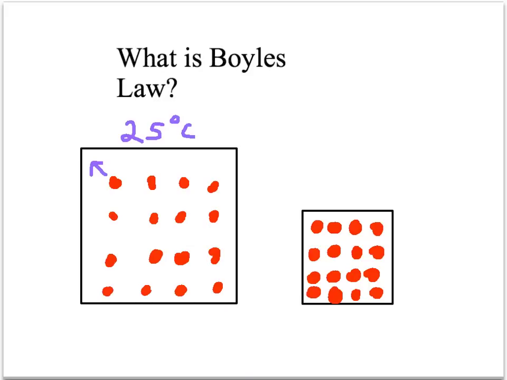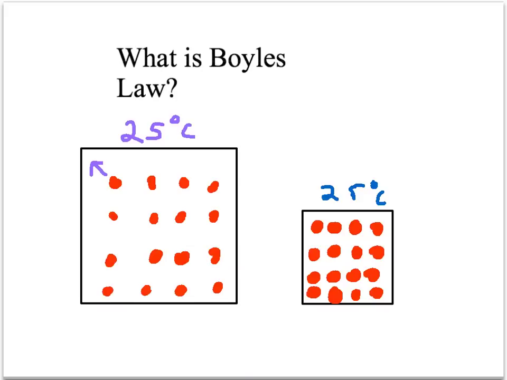One assumption is that we're going to keep the temperature the same. That means the particles are all moving the same speed. So they're all moving the same speed, so 25 degrees Celsius in both containers, but if we make the container smaller, what happens to the pressure?